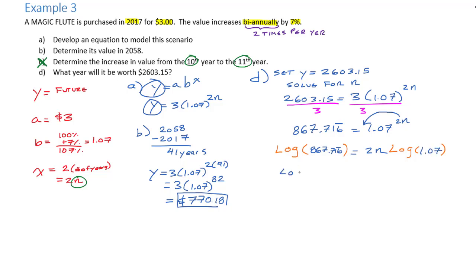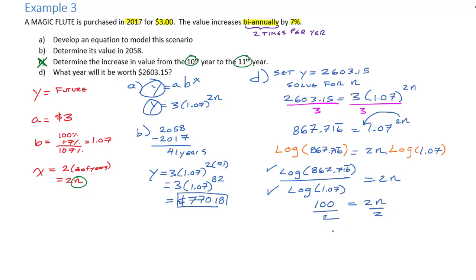Now I can divide both sides by the log of 1.07. It's a lot of calculator button pushing here. You're going to have to do the log of the top divided by the log of the bottom. Punch that on your calculator and see if you can get the same answer as me. If you do, you basically get 100. It's a little bit off, but it's basically 100. Then I'm going to divide both sides by 2, and we get 50 years. So our answer is it's 50 years in the future.